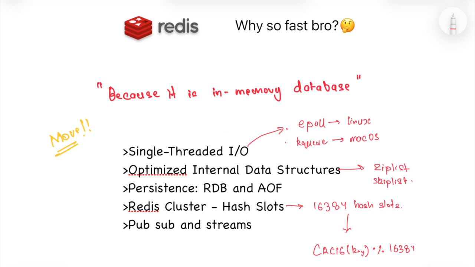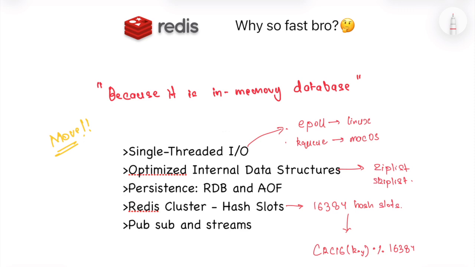The third point is persistence. But wait, if Redis is in memory, what happens when the server crashes? Does the data crash too? Here comes the concept of RDB snapshots. Redis periodically forks the process and writes a point-in-time snapshot to disk. It is fast to restore, but you lose data since the last snapshot.